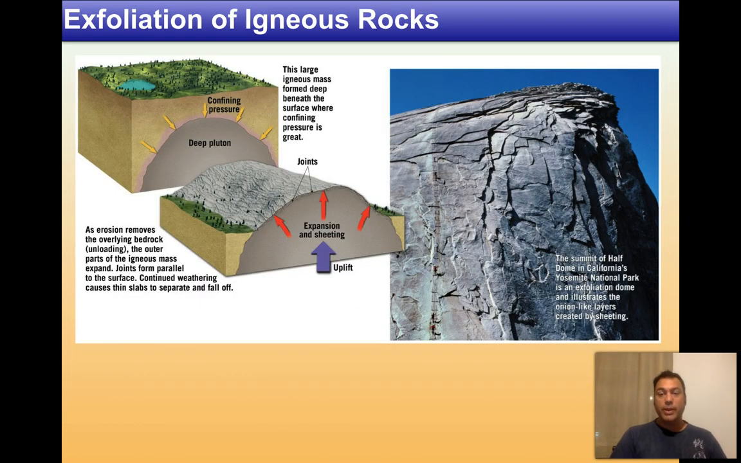All right, another really cool way to break rocks apart, just taking advantage of the fact that they're being exfoliated. So here we have a deep pluton that's being formed. And remember, I was describing how it would be formed at a very deep pressure, so there's a confining pressure on it. And as it's exposed up to the surface, you get these fractures that will start to form at the surface. And these fractures are called joints.